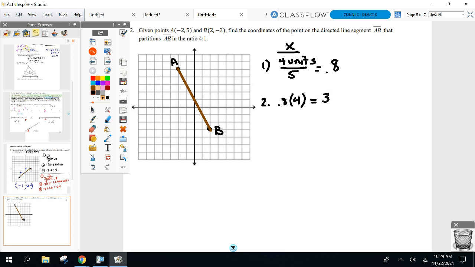3 point. And remember, this isn't where you end up. This is how many units you need to go from the start. So that's why I keep writing total units every time. This is not where you end up. This is how far you got to go.